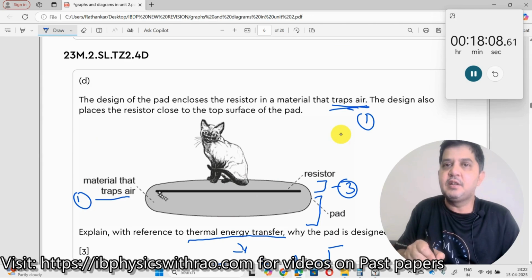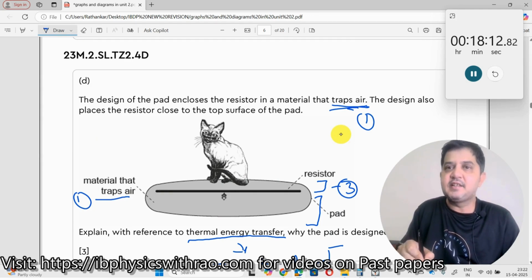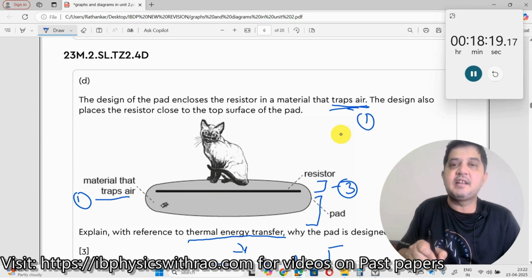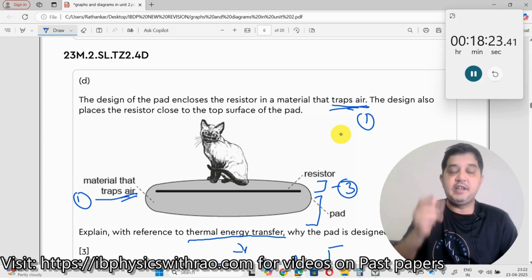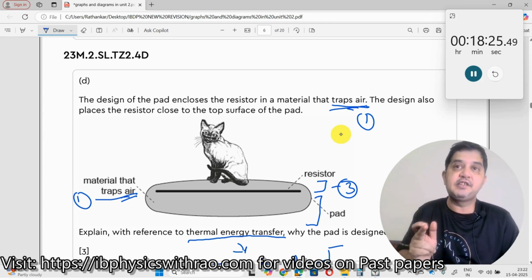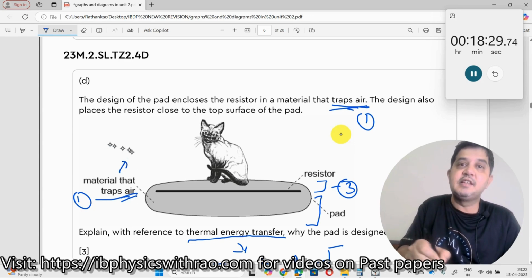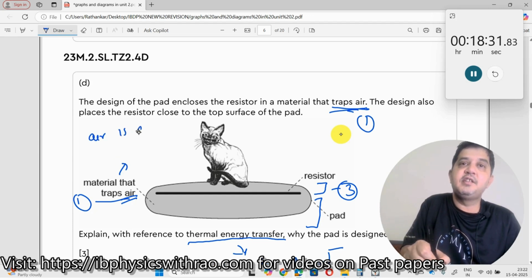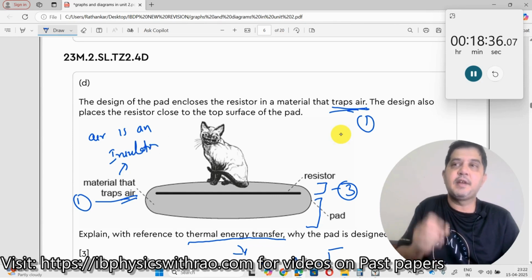Now what is being shown? The resistor is not midway. It is nearby to this mat over here. There's a lot of gap in between. Okay, there's a resistor and there's an insulator, and it says a material that traps air. So whenever you have a material that traps air, and he is asking a question on thermal energy, what does this tell you? This tells you that air is an insulator. Okay, that's the first thing.